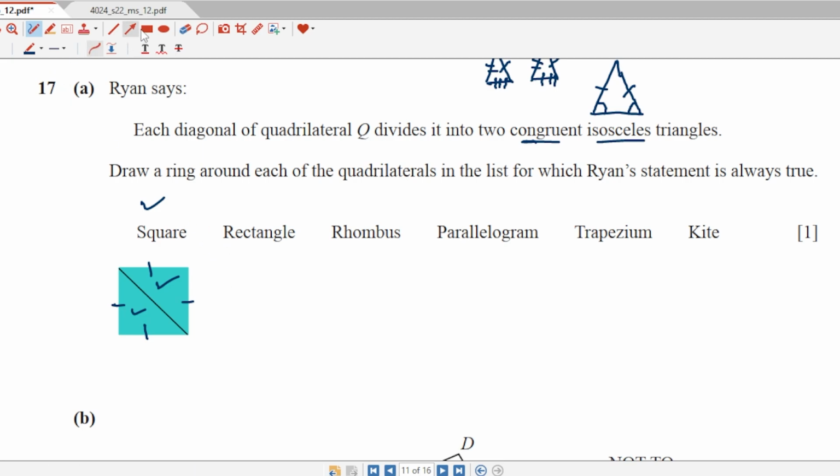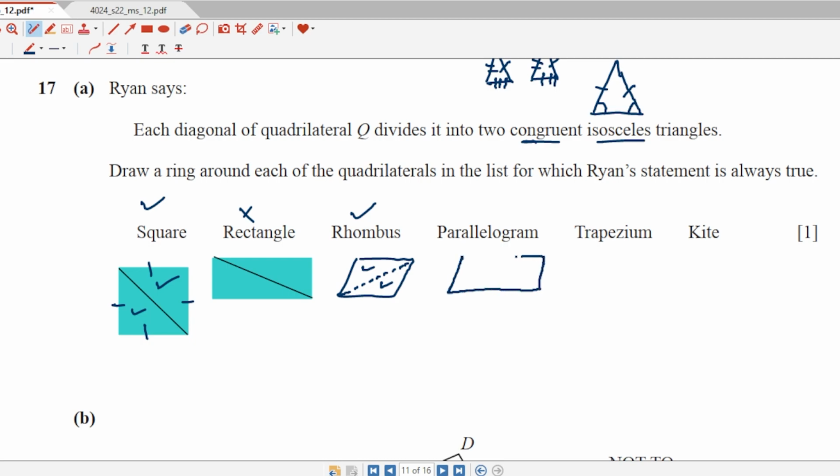In the case of a rectangle, if we draw a diagonal, here two triangles are congruent but they are not isosceles triangles, so we will ignore this shape. In a rhombus, if we draw a diagonal, then these two triangles are congruent and isosceles as well, so we will consider this shape.